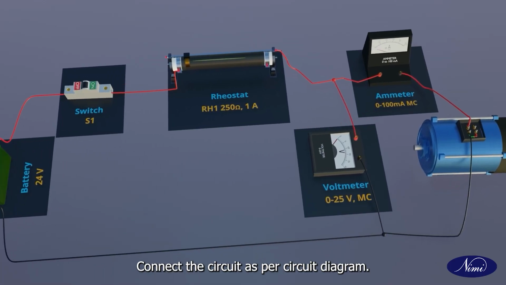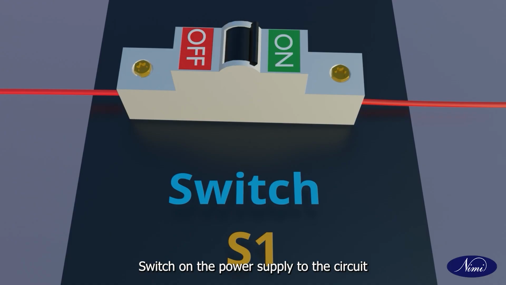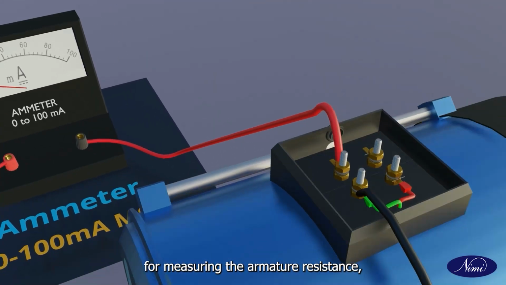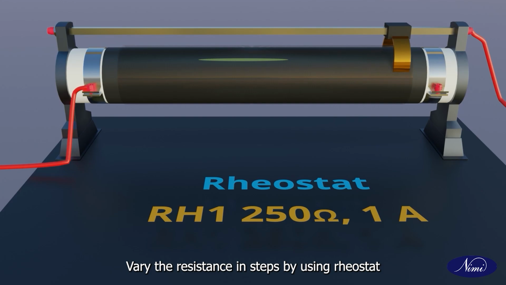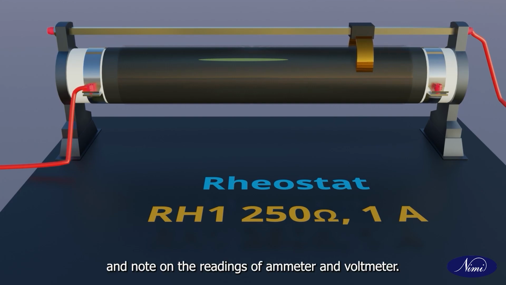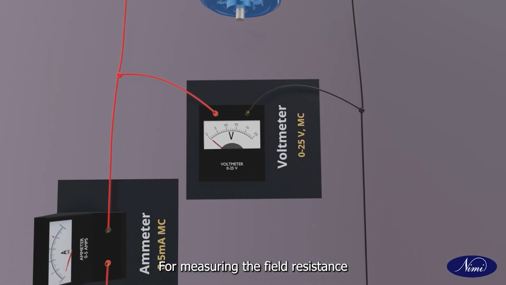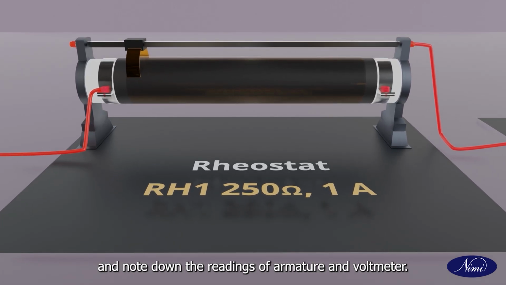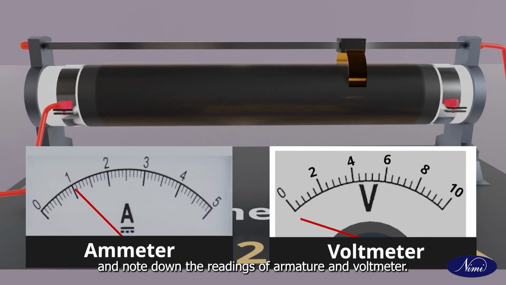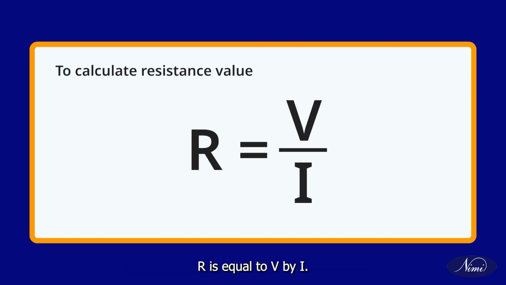Procedures. Connect the circuit as per circuit diagram. Switch on the power supply to the circuit. For measuring the armature resistance, vary the resistance in steps by using rheostat and note down the readings of ammeter and voltmeter. For measuring the field resistance, vary the resistance in steps by using rheostat and note down the readings of ammeter and voltmeter. From the readings, resistance is calculated by using the formula R is equal to V by I.